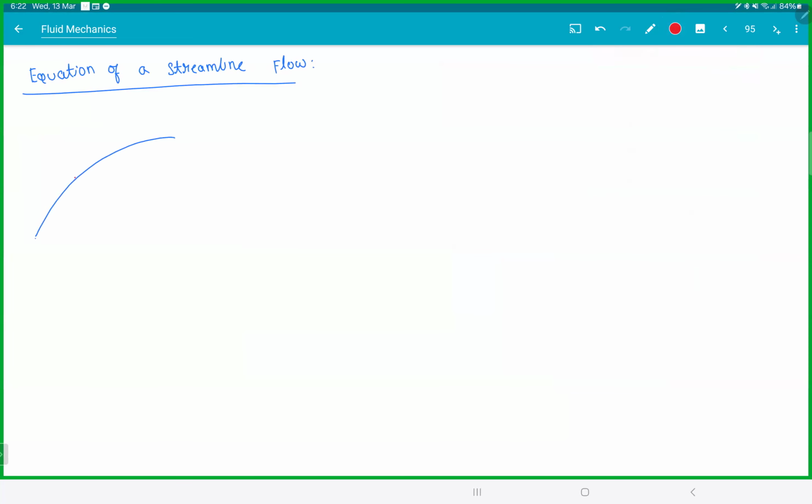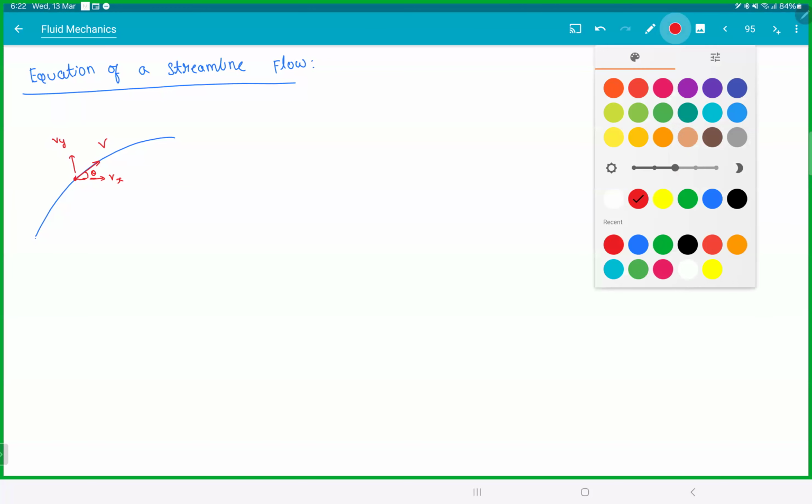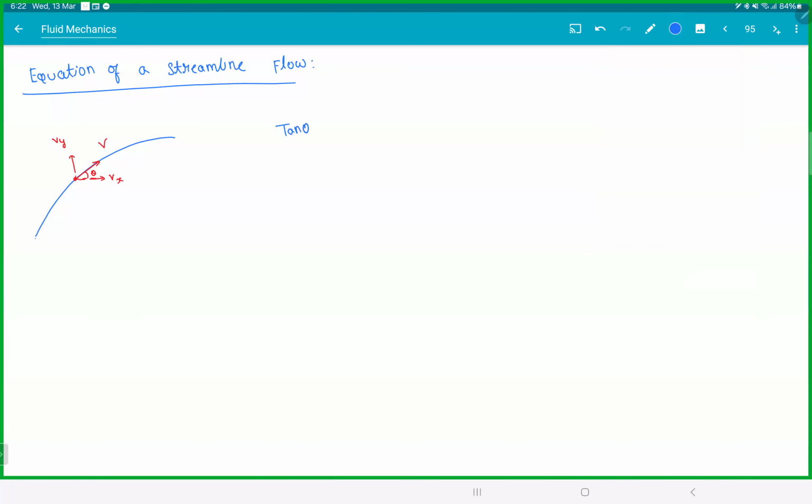Now on a streamline, the velocity is the tangent. This is theta, with components Vx, Vy. So tan theta is the vertical component Vy by Vx. This is nothing but the slope. But I also know the slope tan theta is nothing but dy by dx. So we can integrate: integral dy by Vy is equal to integral dx by Vx. Integrate that and you'll get the equation from here.